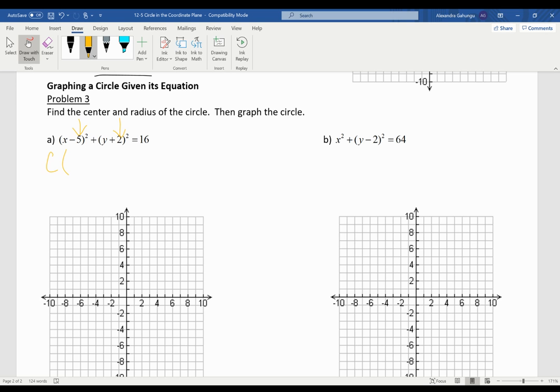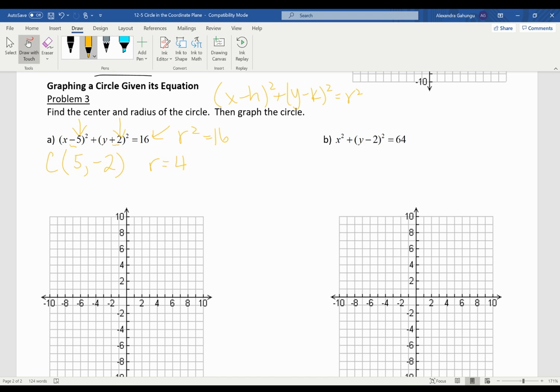The h was always the opposite sign here, so it's positive 5 and negative 2. So that's our center. And the radius we get from here. Our general form is x minus h squared plus y minus k squared equals r squared. So if I look at 16 here, that's r squared. So r squared is 16, meaning if I take the square root of both sides, the radius is 4.